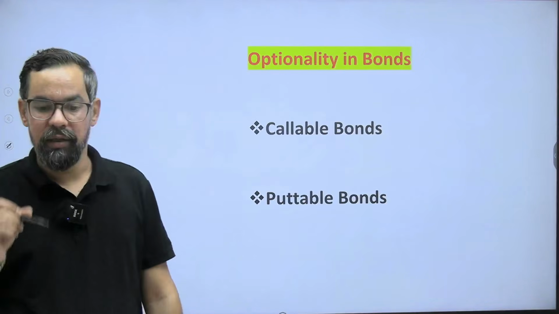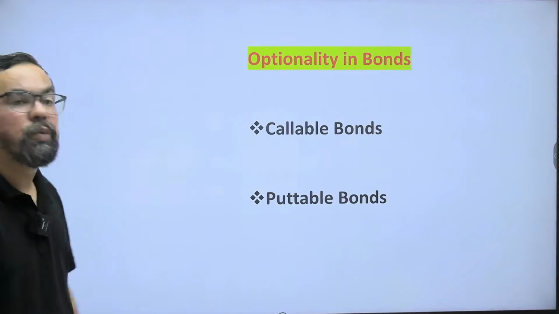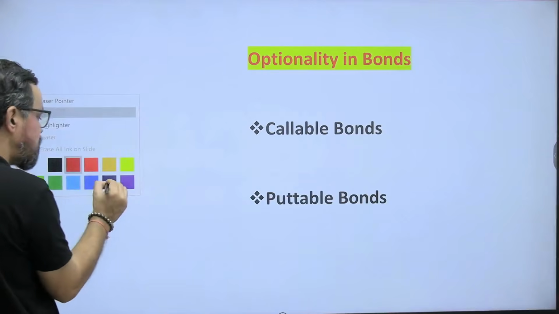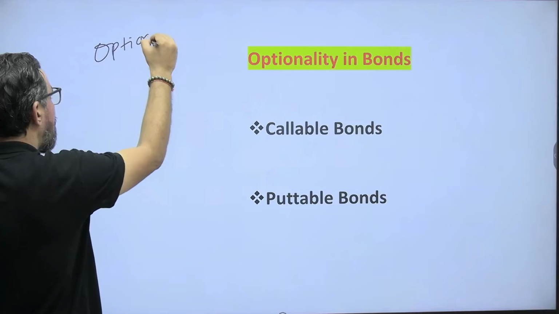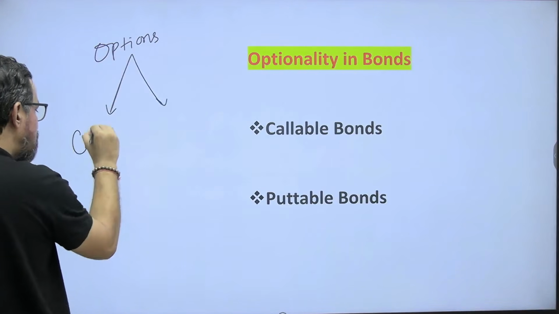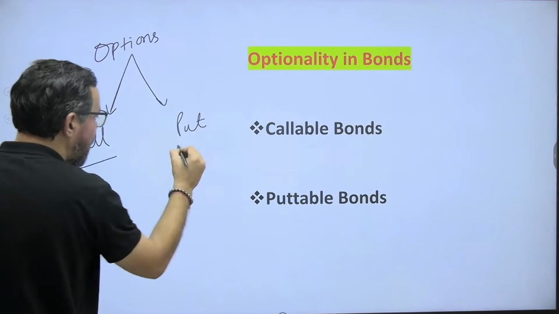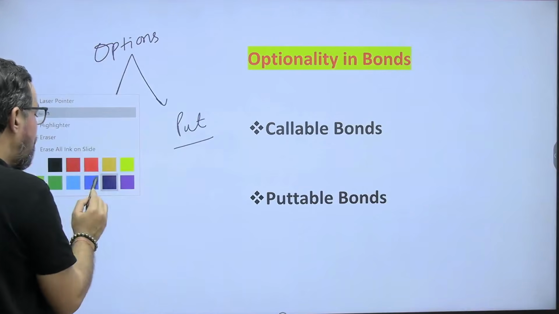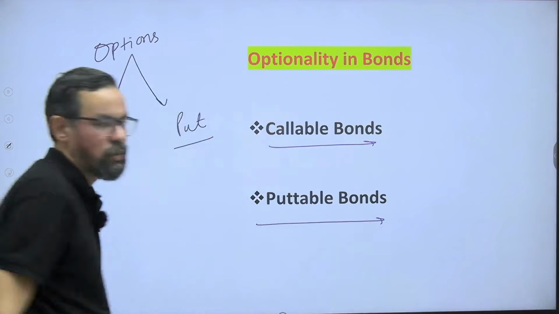Then the next case is again very, very important. That is optionality in bonds. I hope we all know about options. We have two types of options: one is the call option, another one is the put option. So call option and put option. Similarly in bonds also we have two options. One is known as callable bonds, another one is putable bonds.